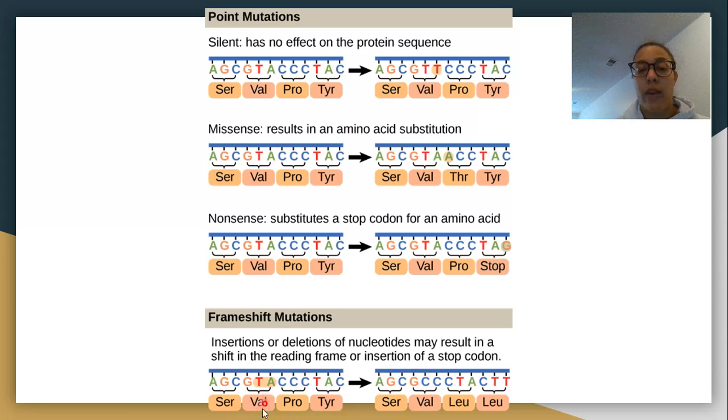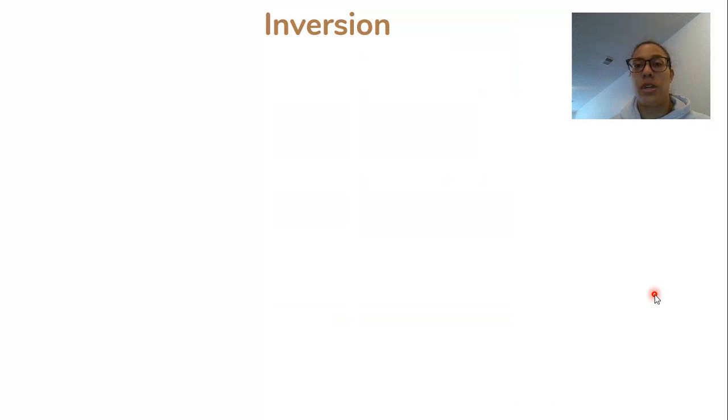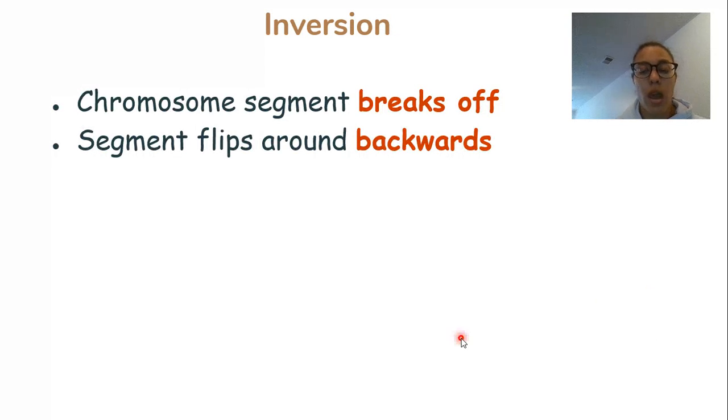So now we still have valine as our second amino acid, but then everything after it is no longer the same. And so the whole entire rest of that code is messed up. And so that's a frame shift mutation. I'm going to stop there.